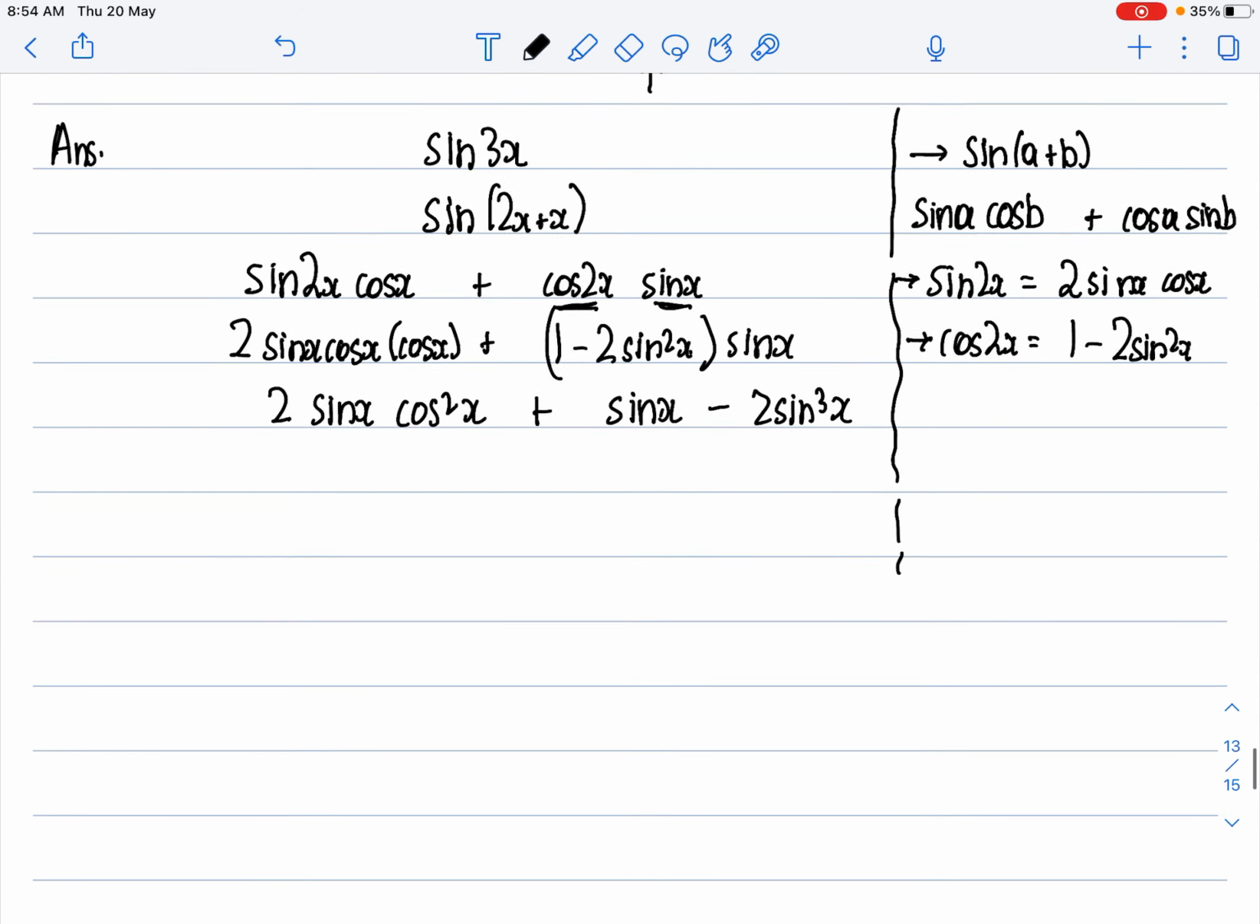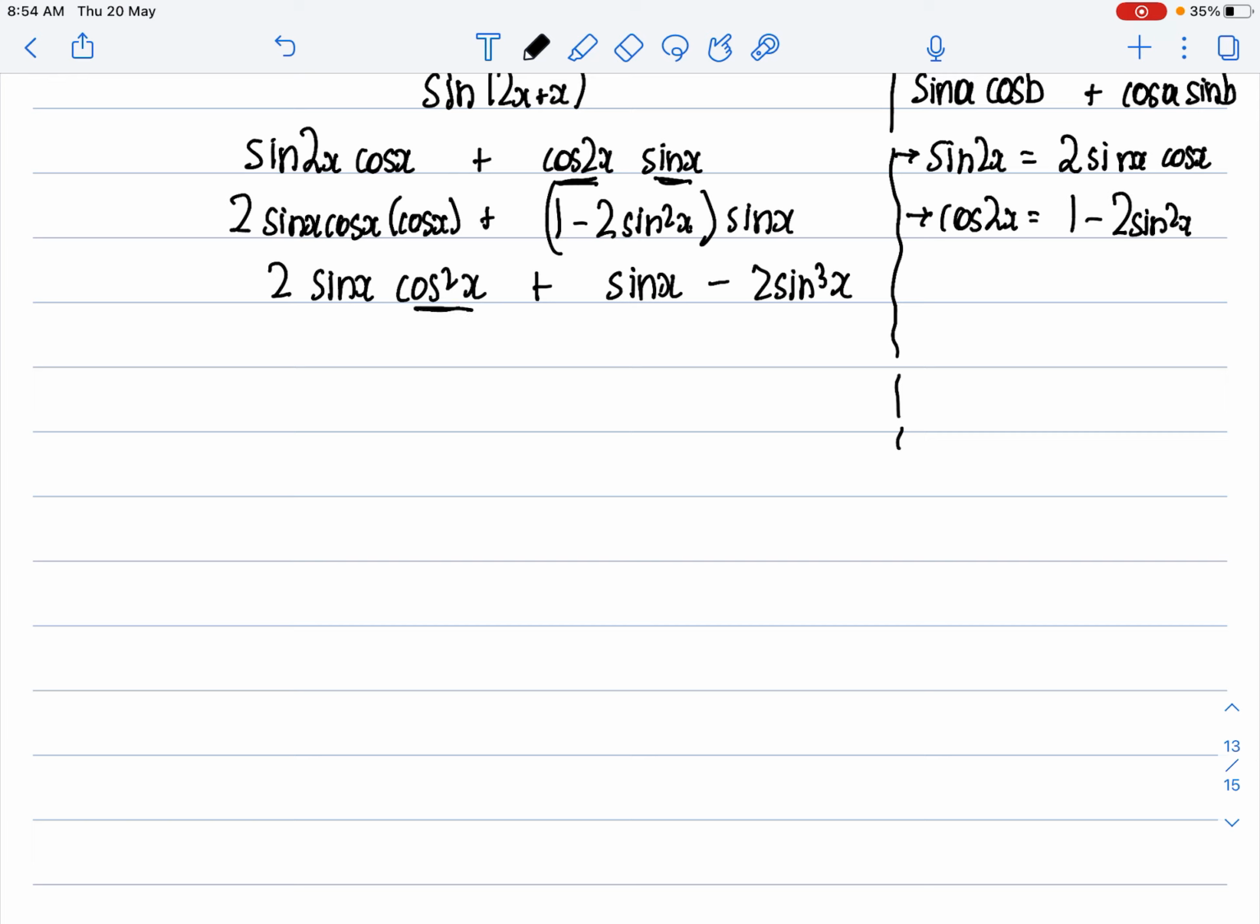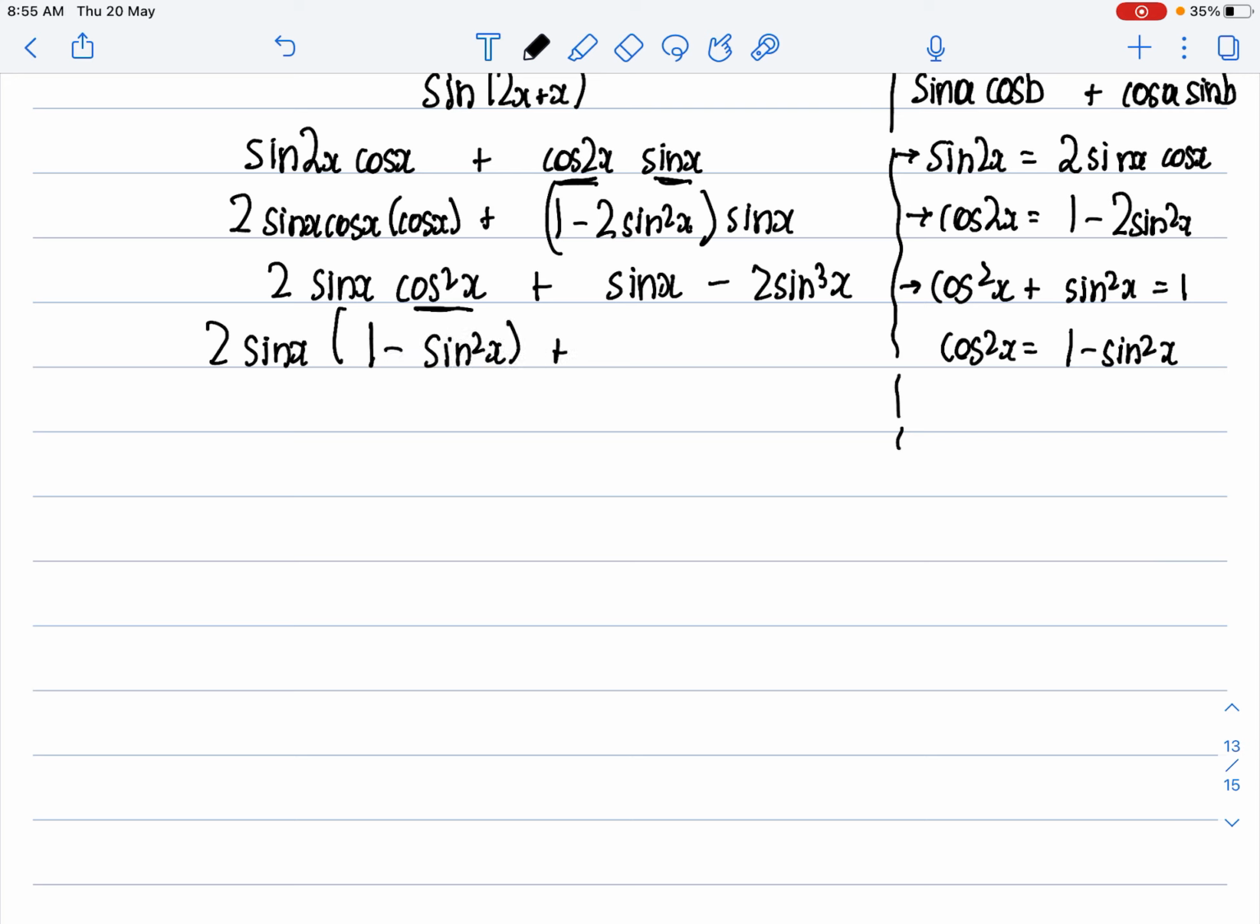Now what I need to do is simply, I have cos square x here. I know that cos square x plus sine square x is equal to 1. So I can write this as cos square x equals 1 minus sine square x. Correct? Another trigo identity. So this is basically 2 sine x into 1 minus sine square x plus sine x minus 2 sine cube x.